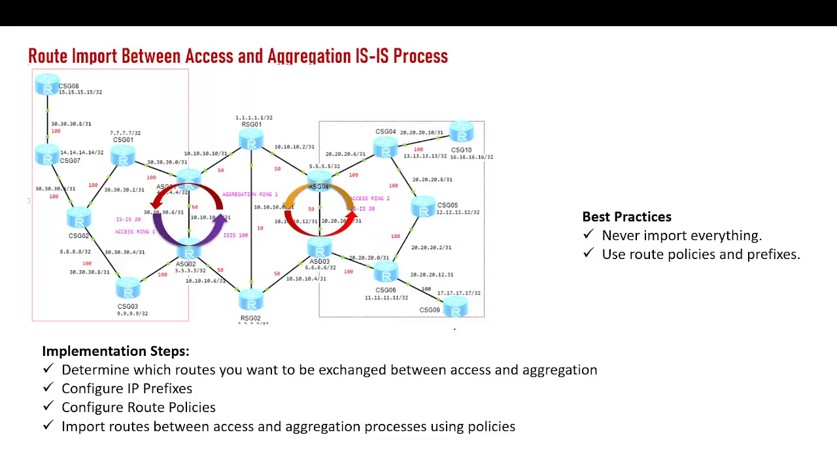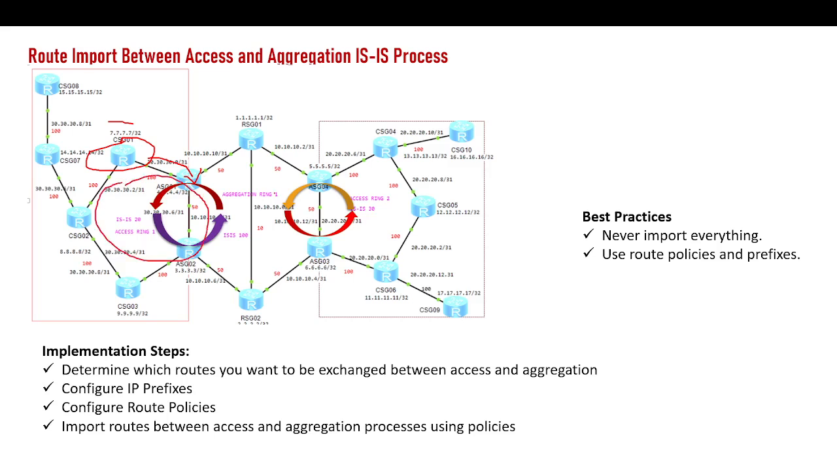The next thing is, we have the access ring and the aggregation ring. You always have to do some route import. I mentioned that your CSG should be able to reach the loopback IP of the SG before you can go ahead and implement things like BGP, or even when you are establishing an LDP session, as they will be established using the system IPs. So you need to ensure that you have route import between the two processes, the access and aggregation SIS processes.